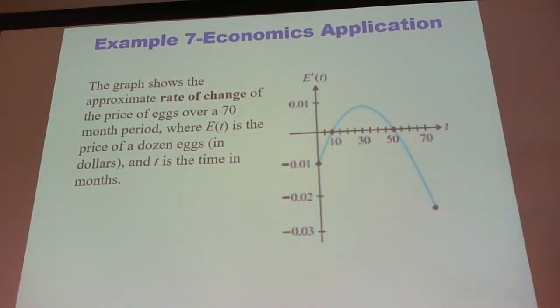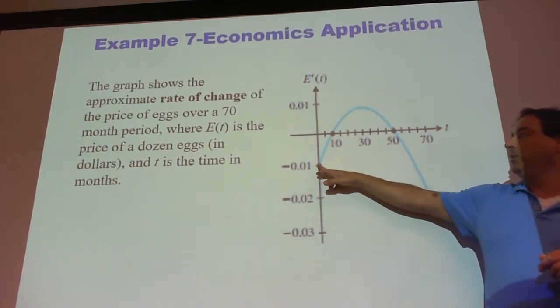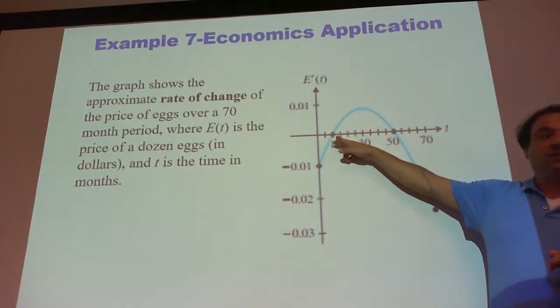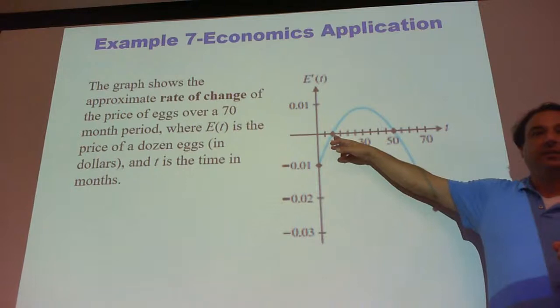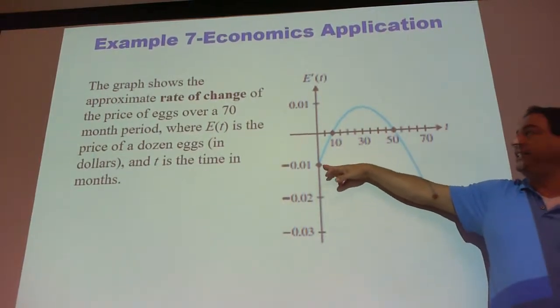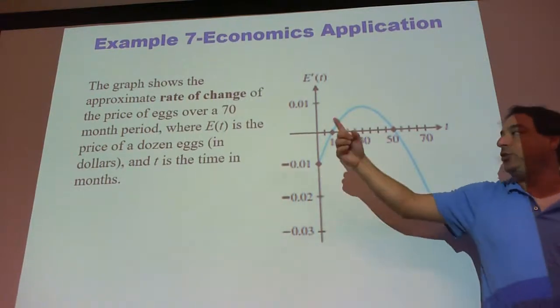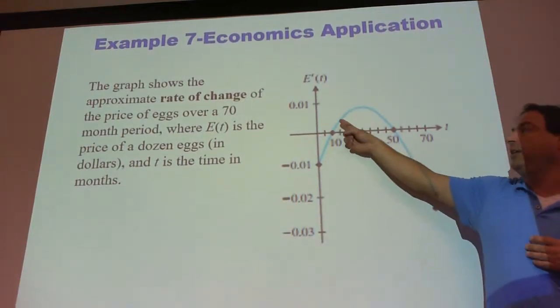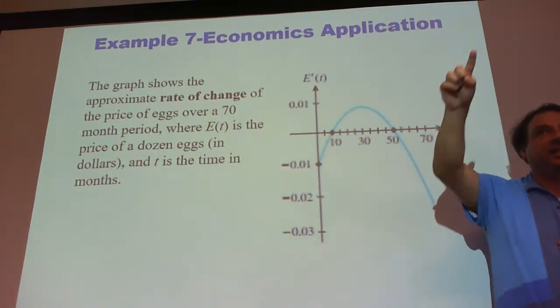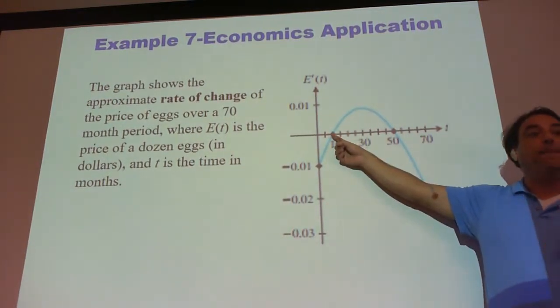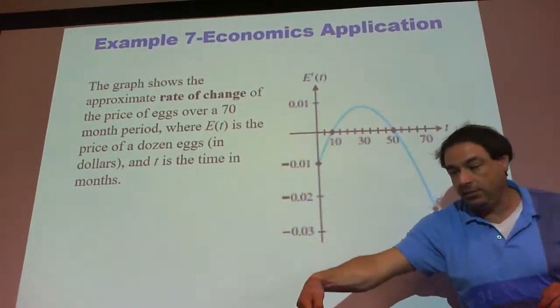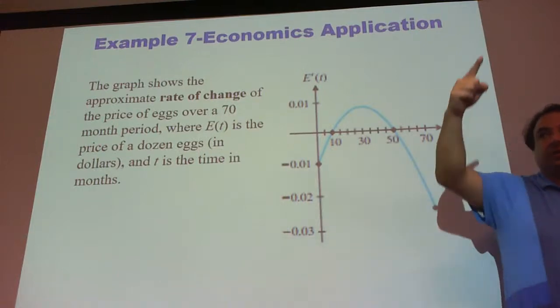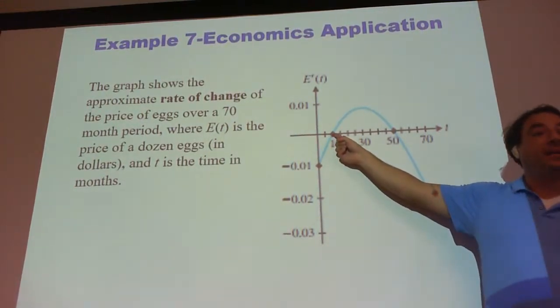So where are my possible maxes and mins? 10 and 50. When is my original graph going down? 0 to 10. Then what happens after 10? So when it goes from decreasing to increasing, what happens at 10? Decreasing to increasing. What does that produce? A minimum. Local. So we have a local minimum at 10.